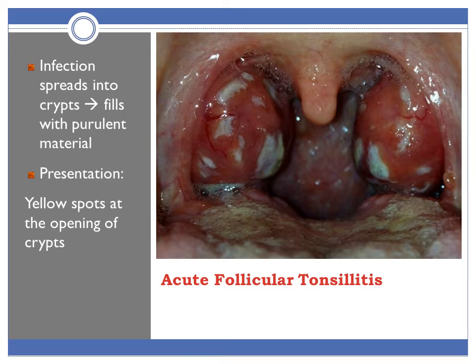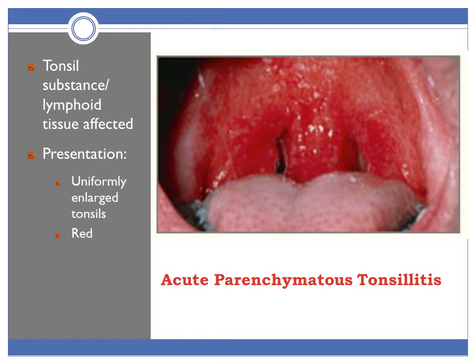Acute follicular tonsillitis occurs due to infection in the crypts of the tonsil. Here you can appreciate the white spots over the tonsil. The tonsil is grossly edematous and red. You can also appreciate the redness of the posterior pharyngeal wall. Acute parenchymatous tonsillitis shows gross enlargement of the tonsils as well as erythema or redness over the tonsillar region. This occurs due to infection of the lymphoid tissue of the tonsil.